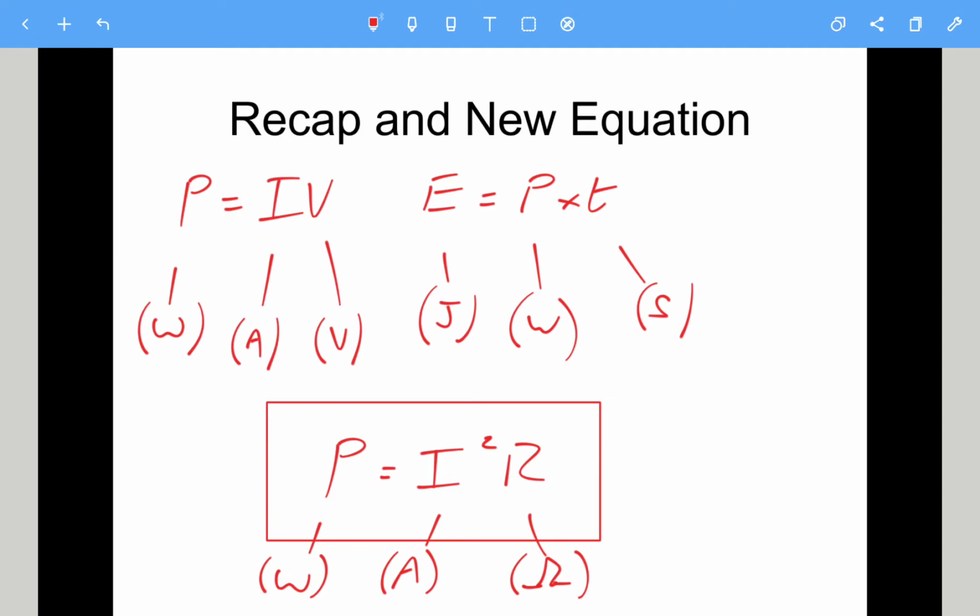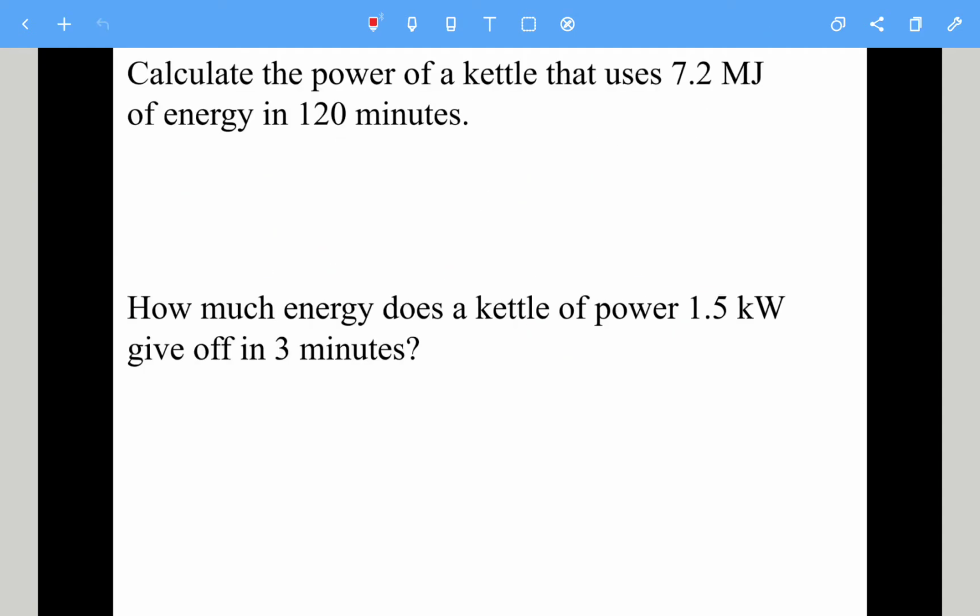So let's make a start. So there's going to be lots of practice questions. I'm going to put two on at a time. I just want you to pause the video, have a go at them, and then I'll take you through the answers. So the first one, calculate the power of a kettle that uses 7.2 megajoules of energy in 120 minutes.